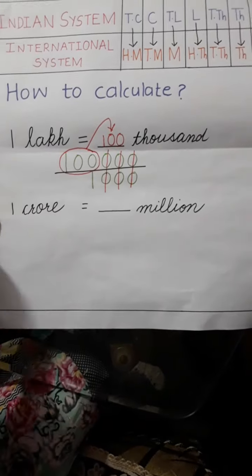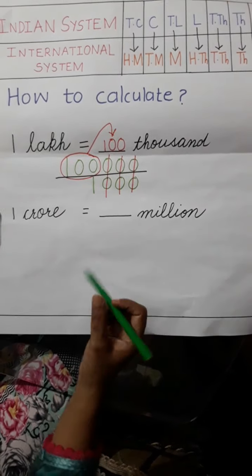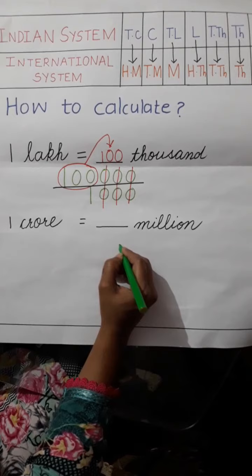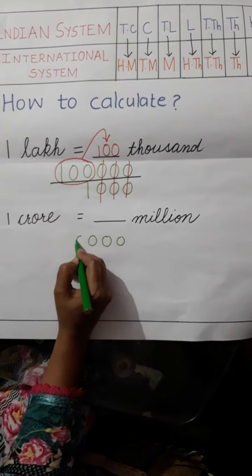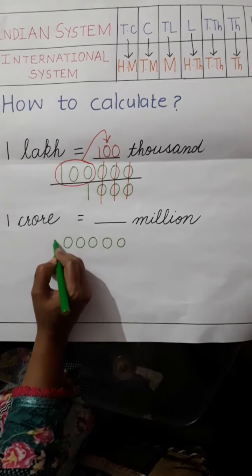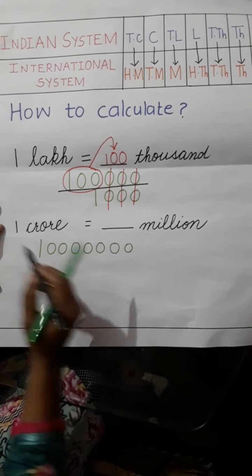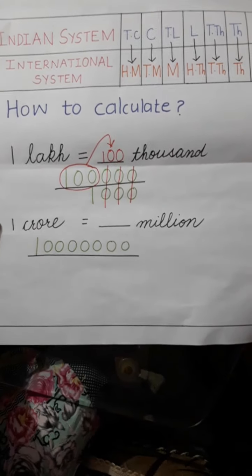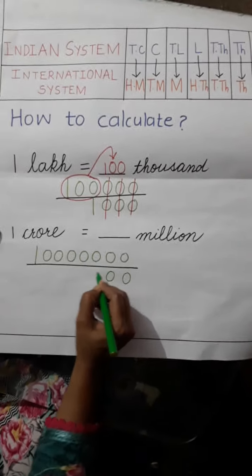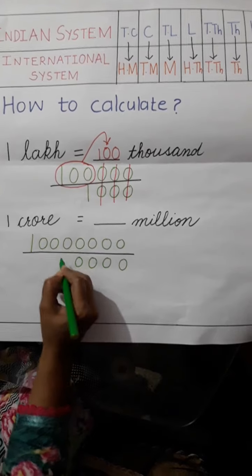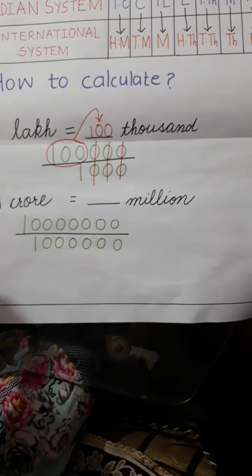Now, look at the second example. 1 crore is equal to dash million. Now, let's begin again. Ones, tens, 100, 1000, 10,000, lakh, 10 lakh, and then crore. Alright. Now, what is the other number here? Million. Ones, tens, 100, 1000, 10,000, 100,000, and then we have a million.